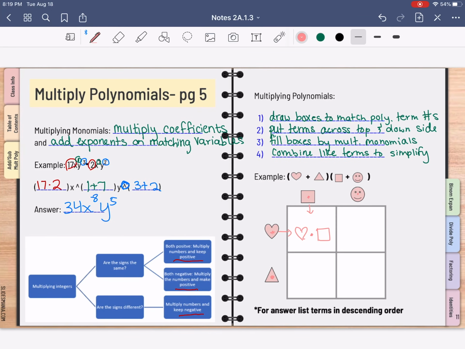Then across the top and down the side, we multiply the heart with the happy face. So it would be heart times happy face. You can drag them over. And then down here you would have triangle times your square. And on the last one, you would have your triangle times your happy face. So these will actually be monomials, but that's how it goes. You multiply them like a box method or a multiplication chart. And then for your answer, you combine any like terms. Here there aren't any like terms, but you would list your terms in descending order.